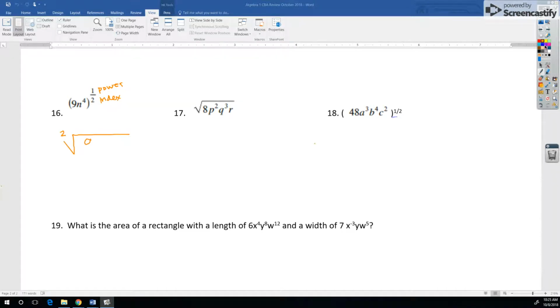All right, back to where we left off. So our power is a 1 and our index is a 2. So this is a square root. And I'm going to write 9n to the 4th.